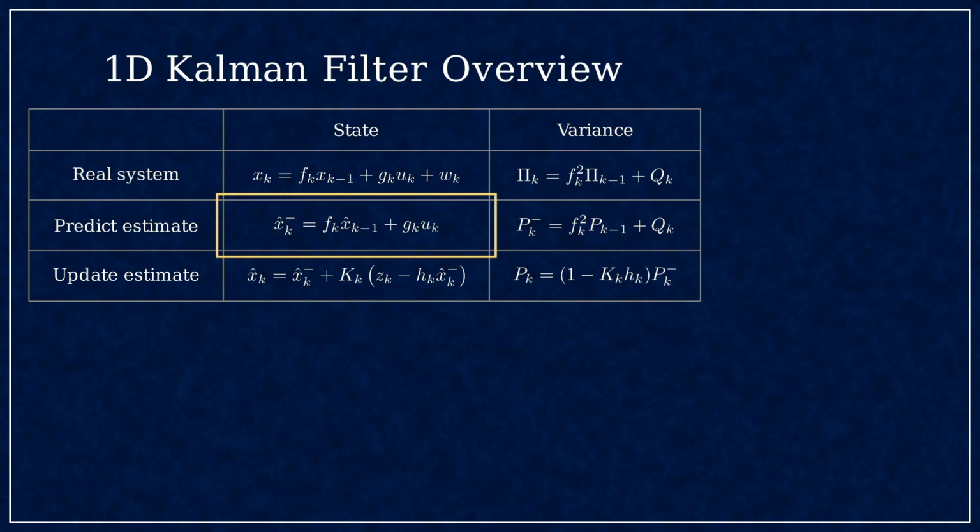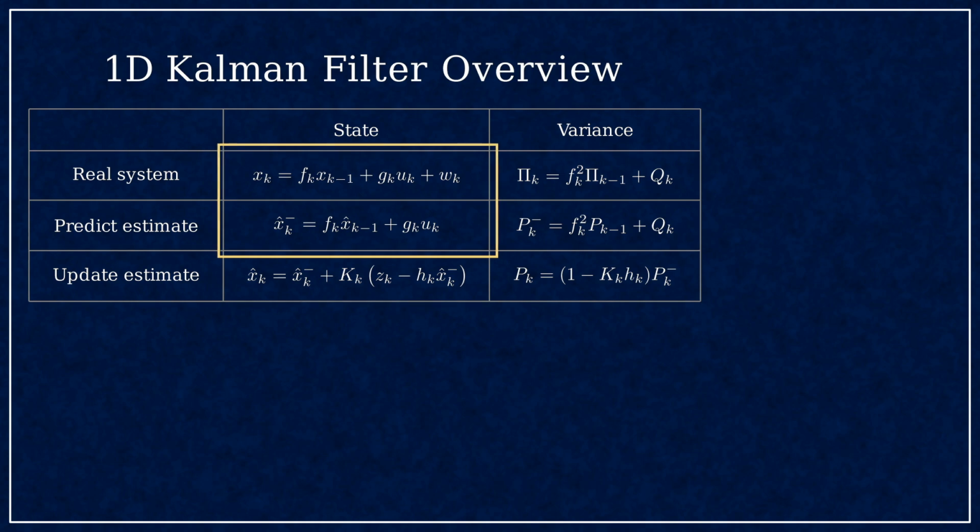So the true state changes by fx plus gu, and it also gets a bit of noise injected with w. The estimated state must follow it as best it can, so x hat changes by f times x hat plus gu. Remember that we know perfectly well f and g and u. All that is unknown is modeled by w.